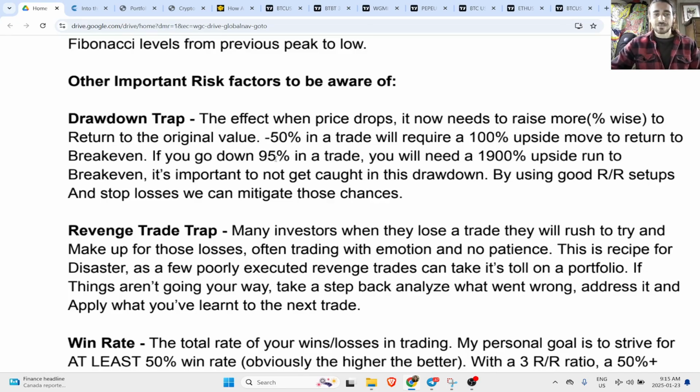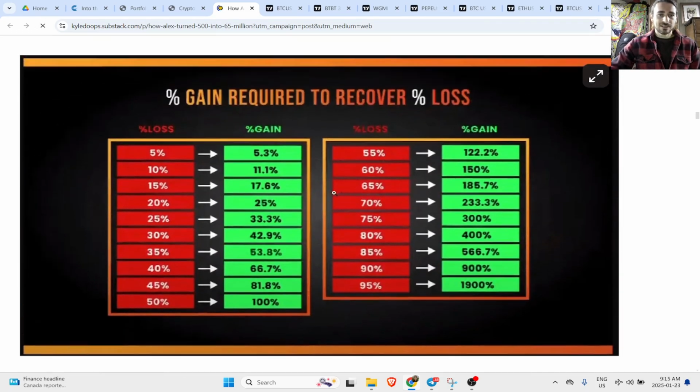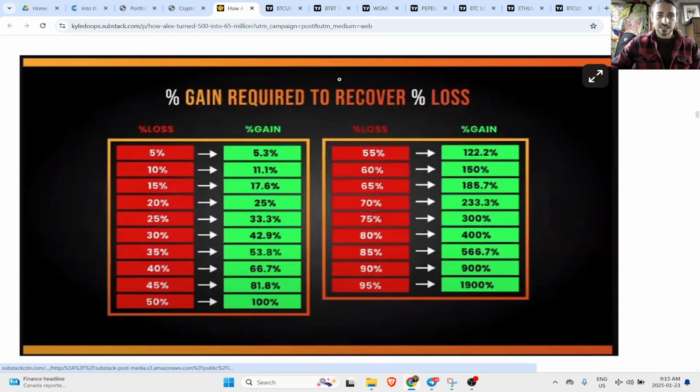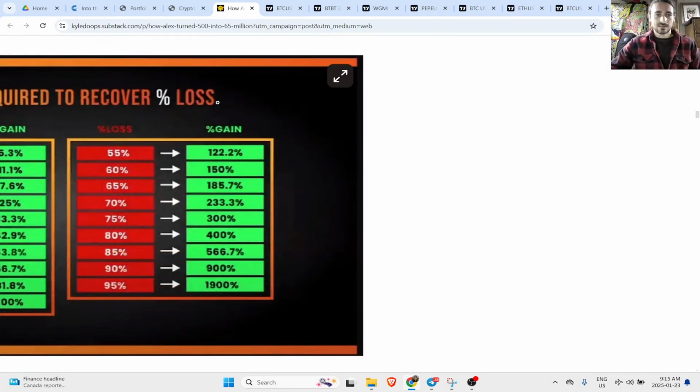If you go down 95% in a trade, you would need almost 2,000%, like 1,900% return just to get back to break even. So looking at that here, they do have this chart. We see the percentage gain required to cover a loss. Sorry about that.